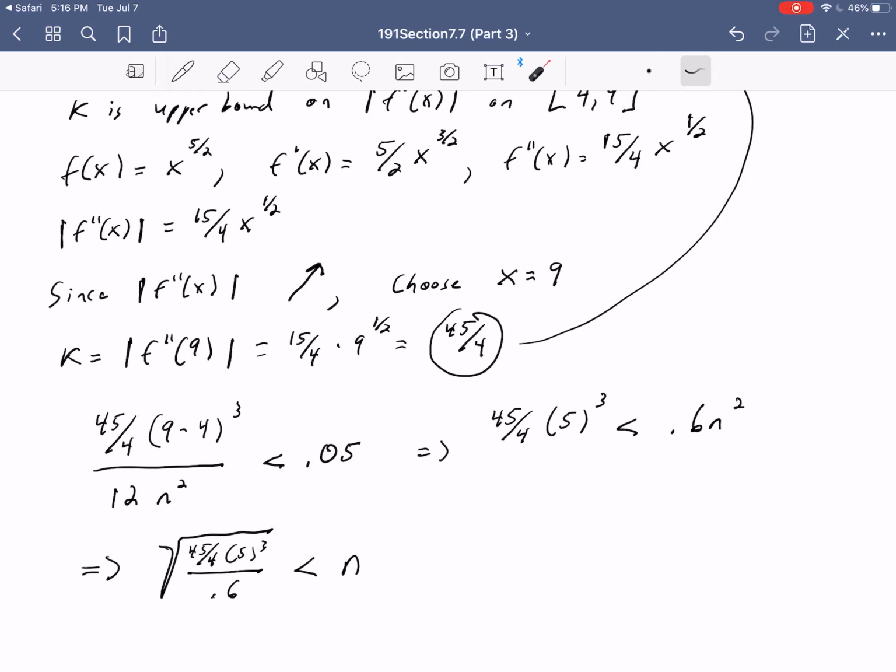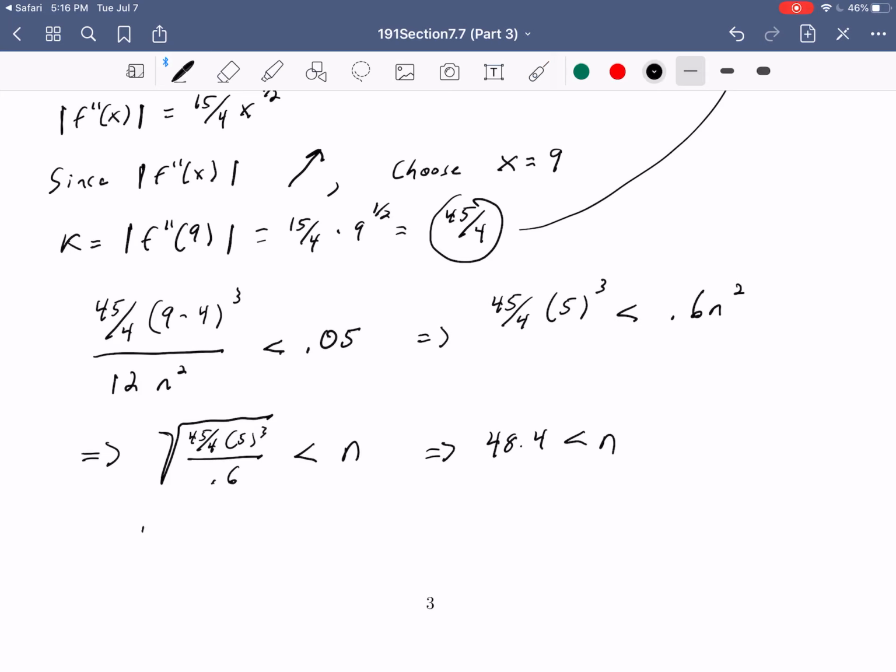Let's see what we get there. That looks like we should get that this implies 48.4 is less than n. Remember, n has to be an integer value, though, because it's the number of partitions. So we need at least 49 partitions to estimate to within 0.05 using the trapezoidal rule.